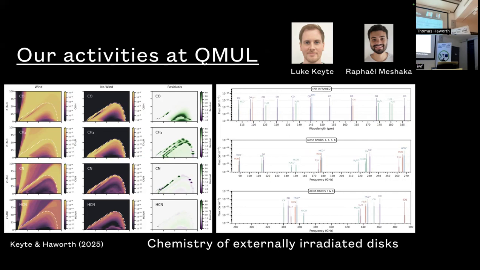Here he's comparing CO, CH4, CN, and HCN abundance maps with and without the wind. How you define what is wind and what is disk gets complicated, but just for an exercise, he was comparing what you get. Here he's comparing the fluxes for different molecules you might see with ALMA, and it can make a difference of nearly 10 orders of magnitude. The thin lines are the models with the wind and the thicker without. So it can make quite a big difference to the fluxes you see.